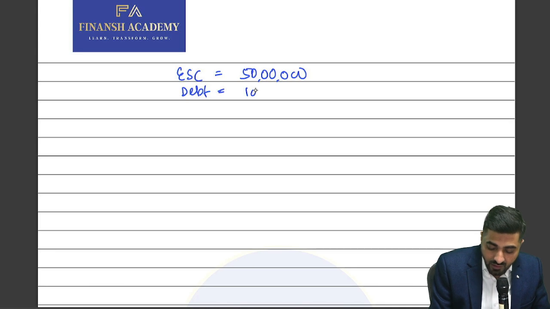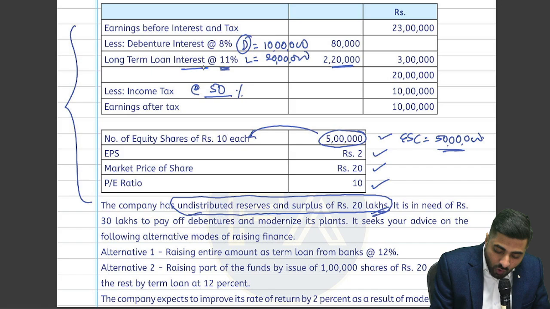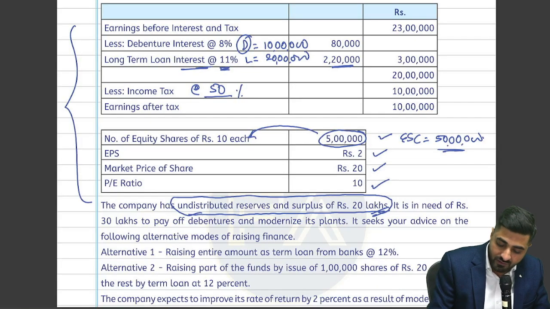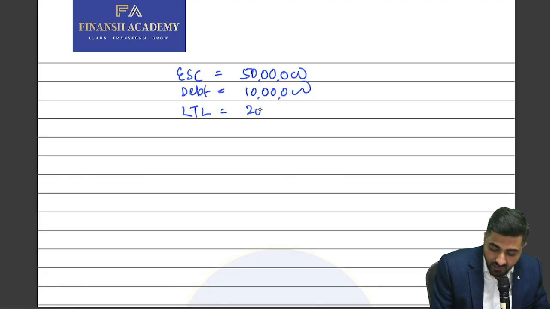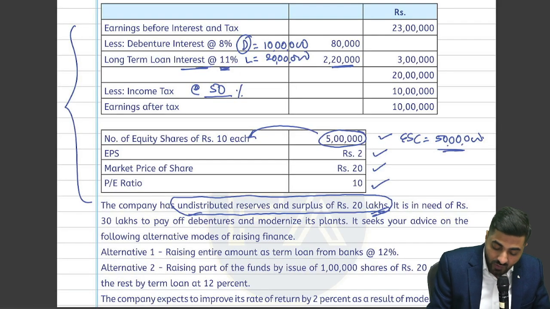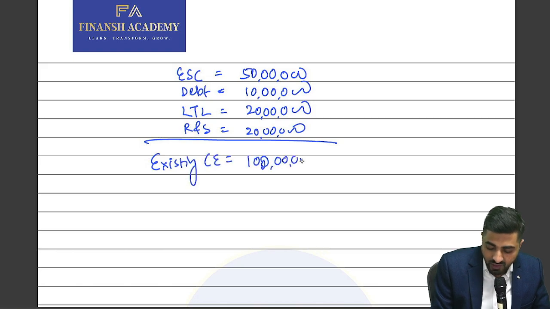Okay. Then can you please tell me, is there any long-term loan also available? Yes or no? Yes. What is the amount, everyone? And you also have reserves and surplus. The amount of the reserves and surplus, can you please tell? Can I say existing capital employed is 1 crore? Do you all agree? Okay, existing capital employed.